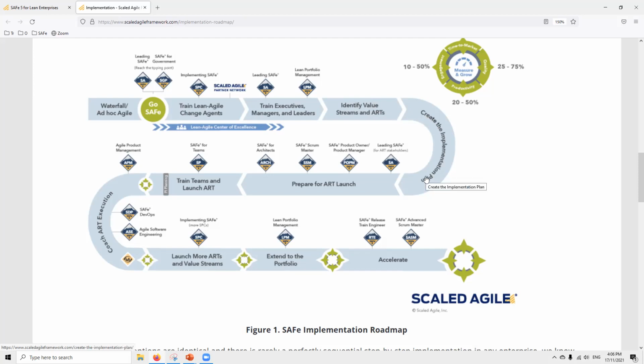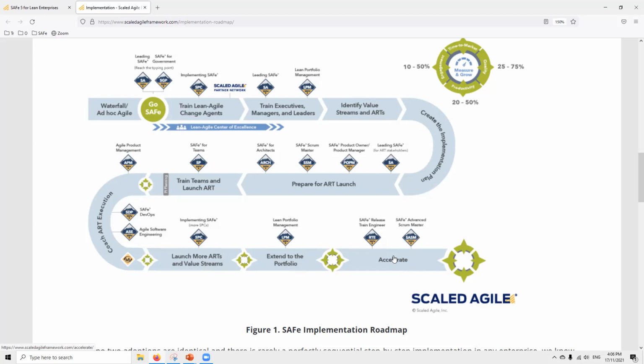What is the team structure? How do we want to divide the team geographically? How many Scrum Masters? We prepare for an ART launch. If team members are not up to the mark, certifications are done, the respective certifications, and then you launch an ART with a PI planning. As long as you are satisfied, we launch more trains. If there is scope for improvement, you do a couple more PI plannings for the same ART. Once you're satisfied, you launch more trains and extend to the portfolio and then accelerate.